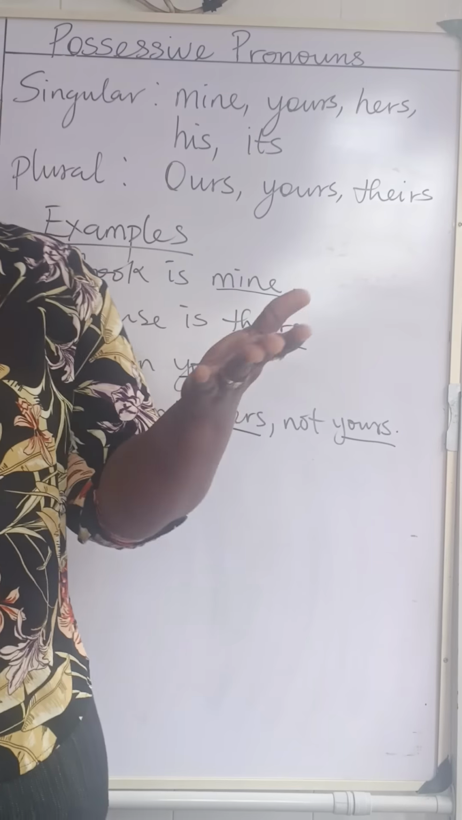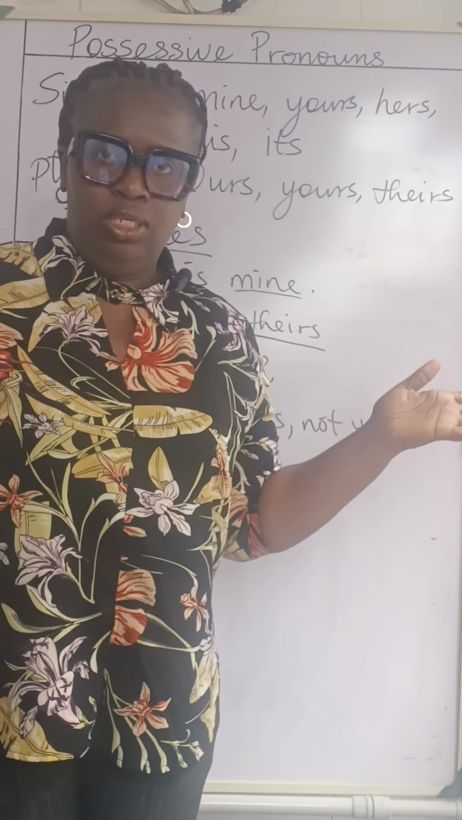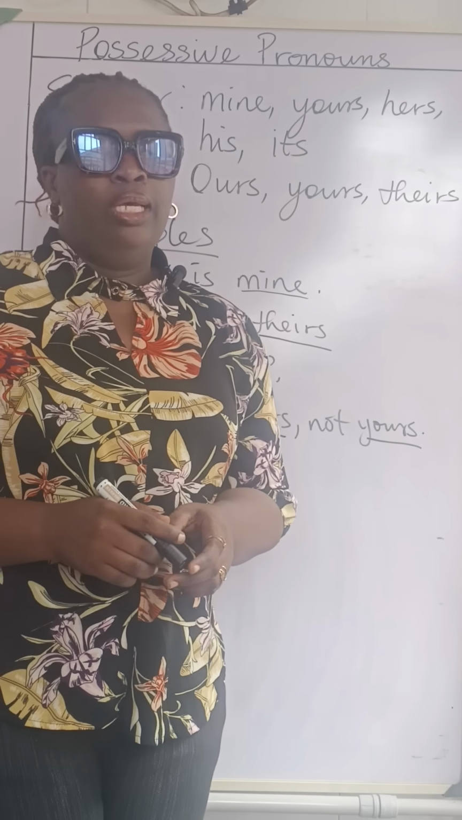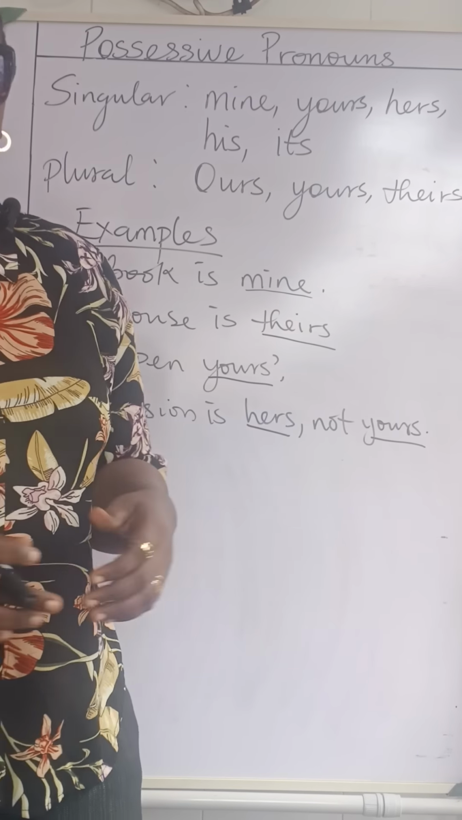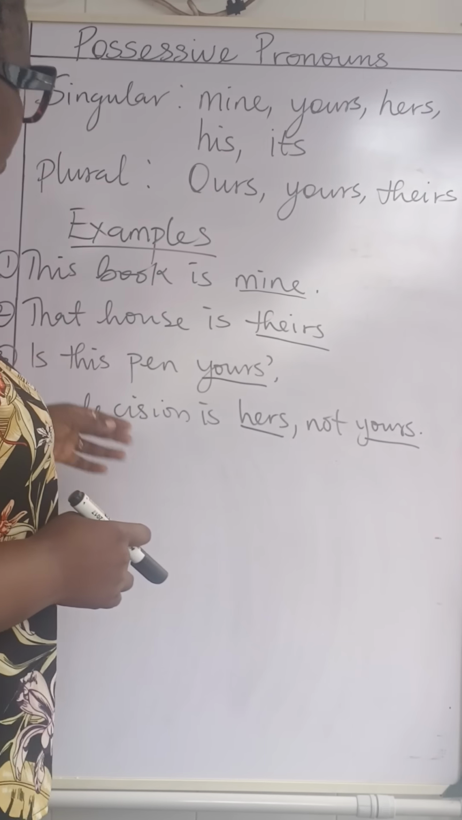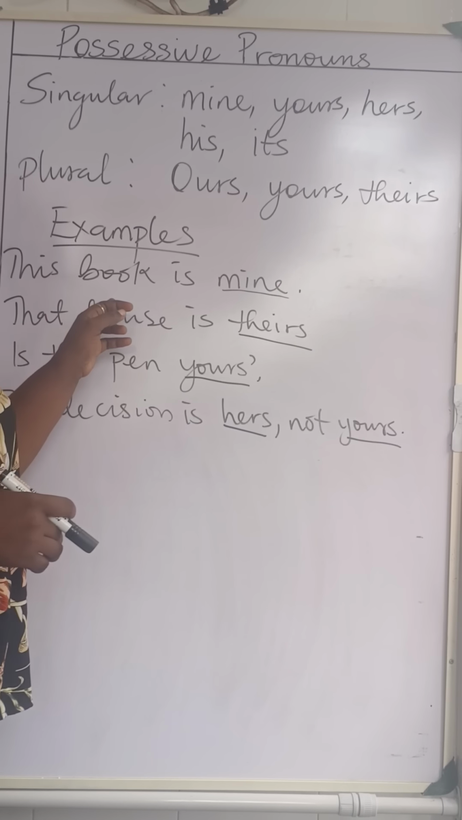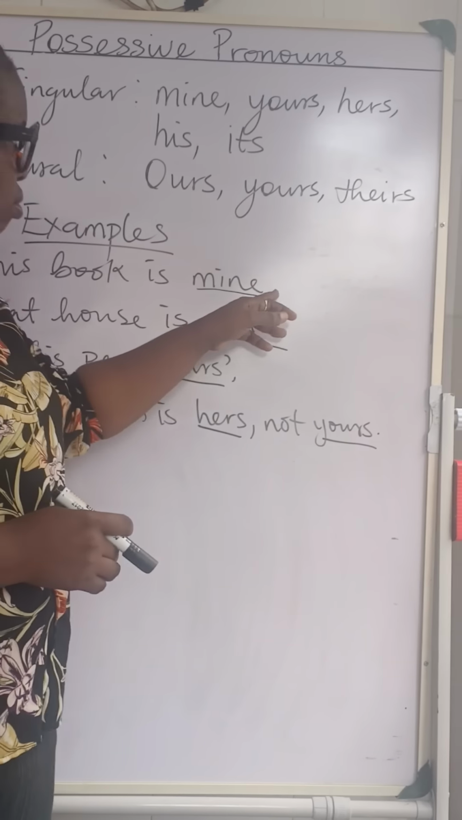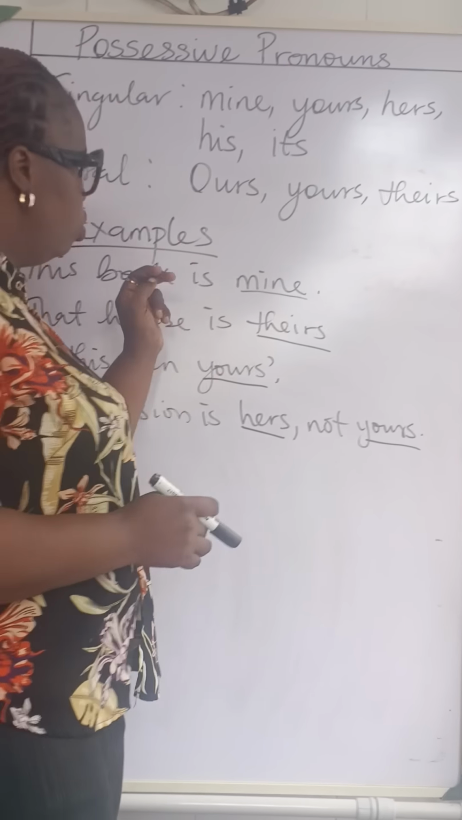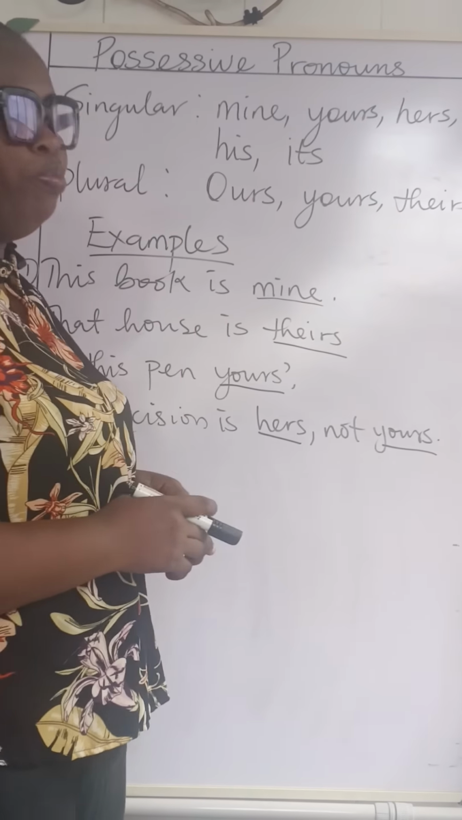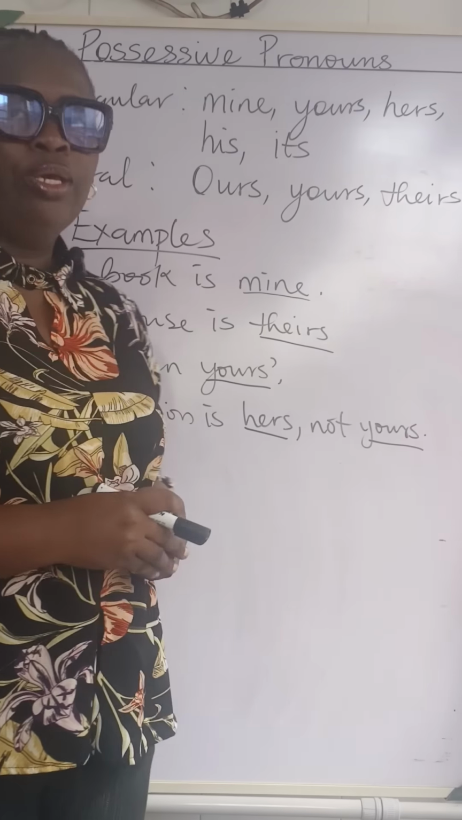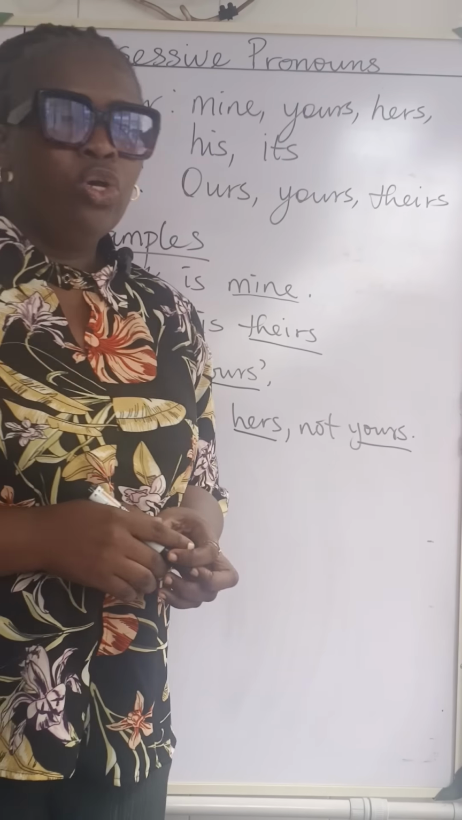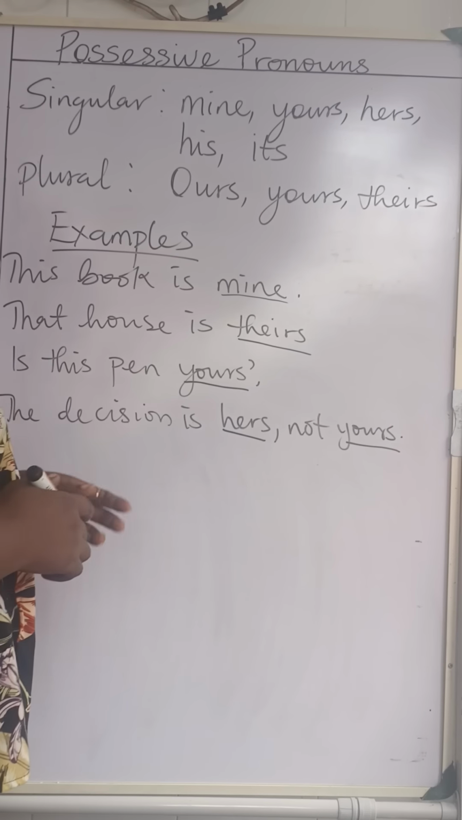We also have some rules that guide the usage. Rules that will guide us in possessive pronouns. One of those rules is what? No noun after them. If you look at this book is mine, book is a noun. But after this possessive pronoun, which is mine here, are you seeing any other noun? No. So there is no noun after a possessive pronoun. That is one of the rules guiding it. Number two is there is no apostrophe. We don't use apostrophes for possessive pronouns.